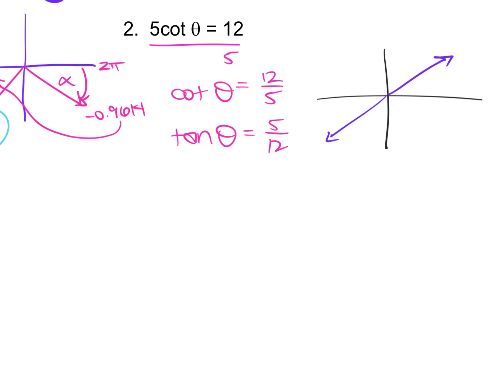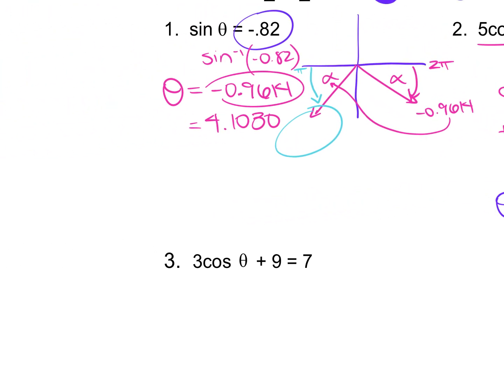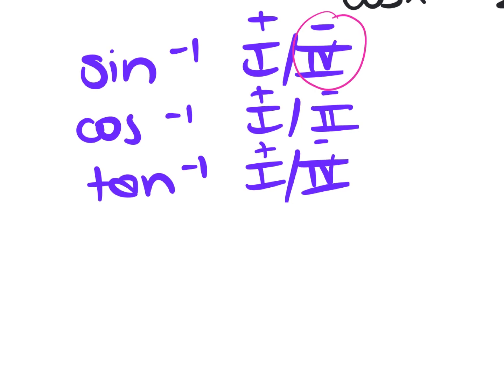I get out of my calculator, what decimal? 0.3948. Which of my 2 answers is that? Okay, 2 reasons I know this is first quadrant. Back over here. Inverse tangent in my calculator gives me answers in quadrants 1 and 4. 4 is not even a possibility for this question.